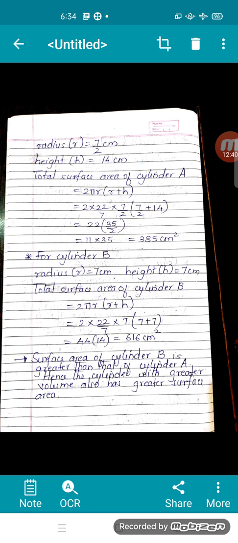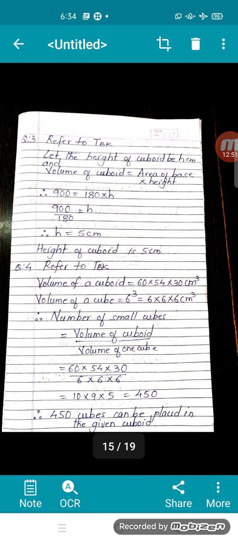So the surface area of cylinder B is greater than that of cylinder A. Hence, cylinder with greater volume also has greater areas. Now we go to question number 3.